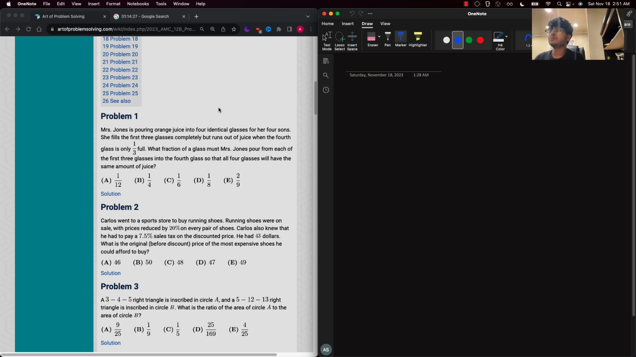These are all 4 glasses will have the same amount of juice, so the amount of juice at first is 3 plus 1/3. So 3 plus 1/3.